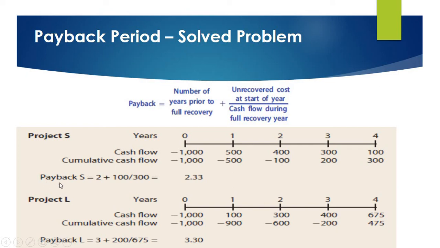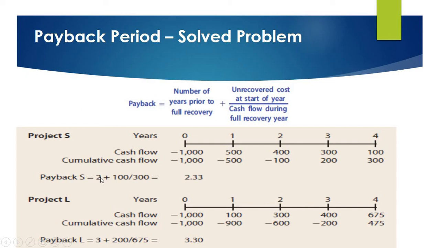Now let's look at the calculation of payback period. This project is generating a $200 positive cash flow after 3 years. So 2 plus 100, which is the last negative cumulative cash flow, that's 100 divided by 300. So the last negative cumulative cash flow divided by the next period's total cash flows.